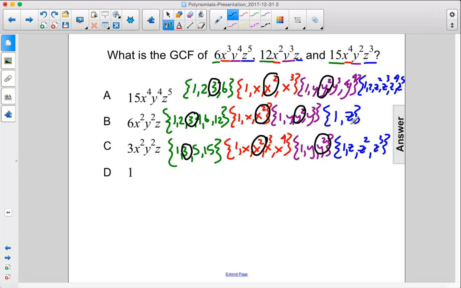And for the z's, we have z, because the highest power in this set is z. When we write that all together, we get 3x squared, y squared, z. 3x squared, y squared, z. The answer is C.